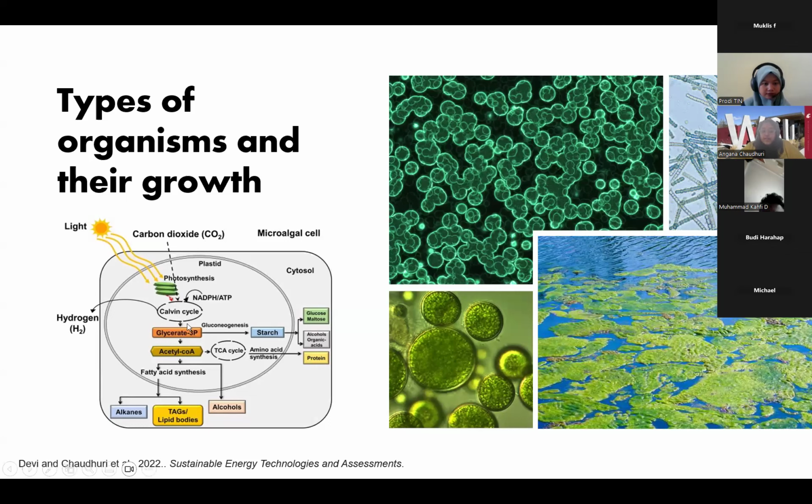From this Calvin cycle, happening inside the cytosol, it produces glycerate 3-phosphate. This component is very important, as it can be transferred into starch by the process of gluconeogenesis, and from the starch it can produce glucose, maltose, and other alcohols and organic acids. In another pathway, it can produce acetyl CoA, which can go into fatty acid synthesis to produce alkanes, TAGs. TAGs are triacylglycerols or lipid bodies, and alcohols.